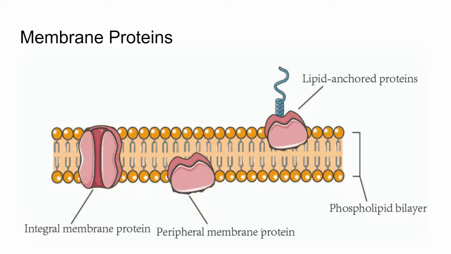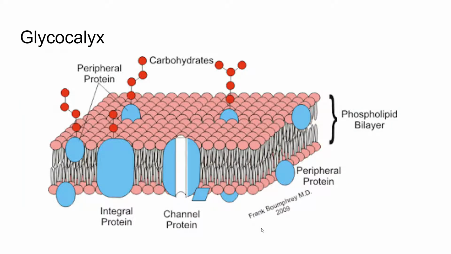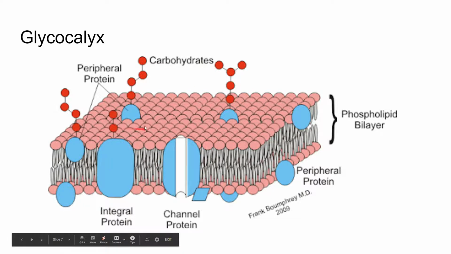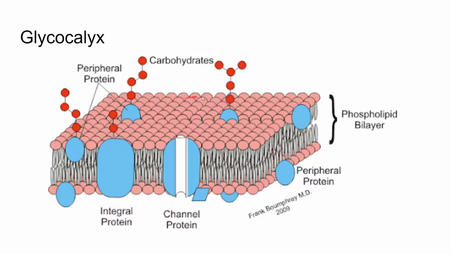And then there's another structure called the glycocalyx, and the glycocalyx is this carbohydrate covering that aids in cell recognition. So you have these proteins, some of them are peripheral, some of them are integral, and you have these carbohydrates that are kind of sticking out on these proteins. And the purpose of those carbohydrates is so when cells are rubbing up against one another, they recognize each other. They're like, oh, yeah, that's one of our cells. Or, oh, no, that's not one of our cells. We need to do something about it. And so that's the purpose of that glycocalyx.